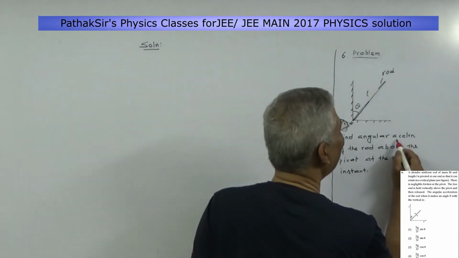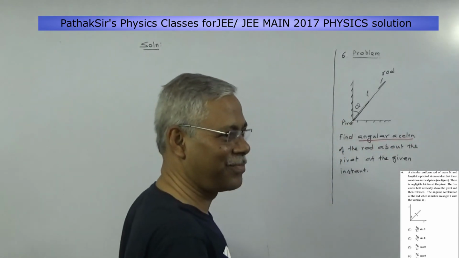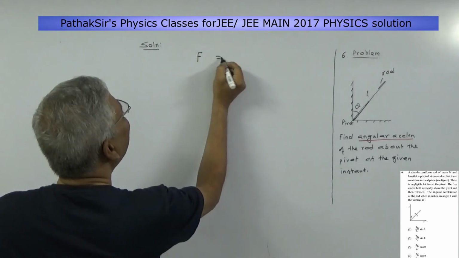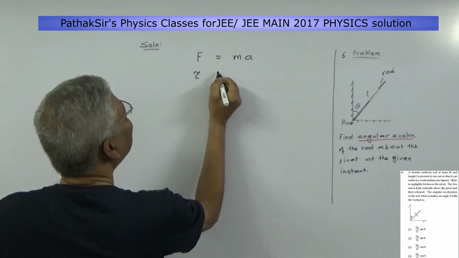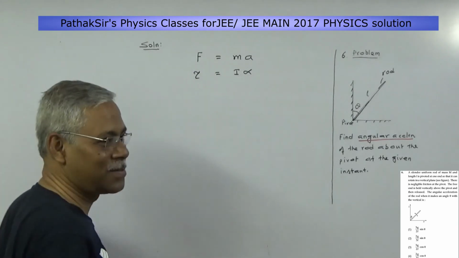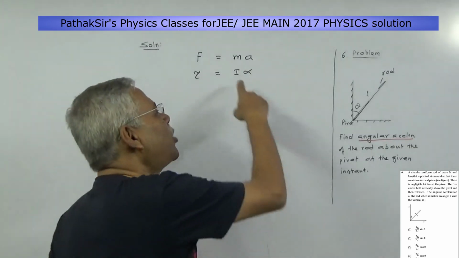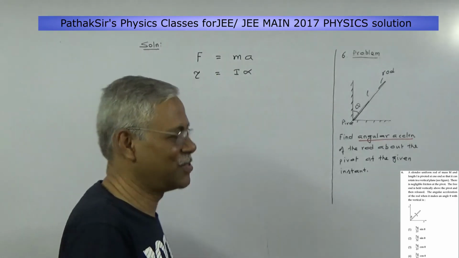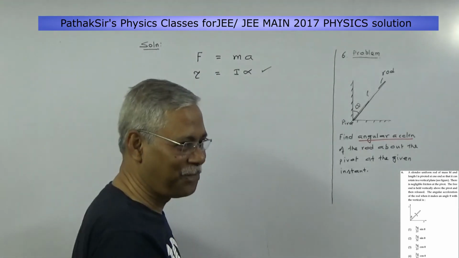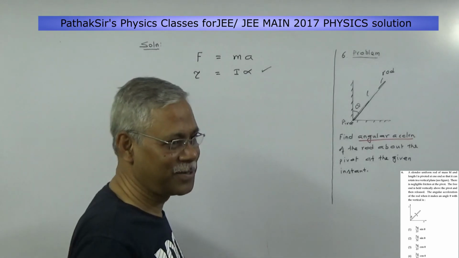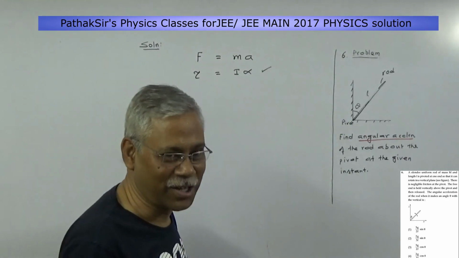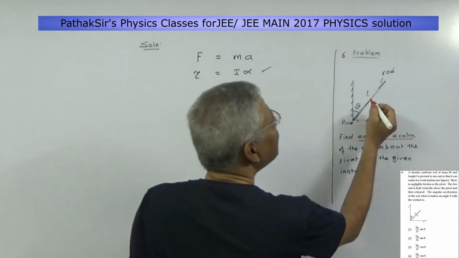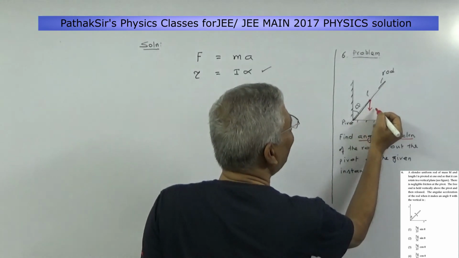You have to find the angular acceleration. For linear acceleration, we have this formula. For angular acceleration, we have this formula. Moment of inertia is the rotational analog of mass. Torque is the rotational analog of force. So we'll use this formula. You have to find the torque. You have to identify the forces acting on the rod. The only force acting on the rod is mg, acting through the midpoint.